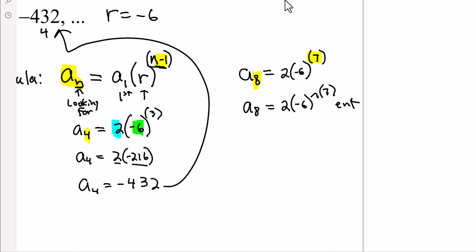So I'll take a moment and do that right now. 2 parentheses -6 parentheses caret 7, enter. Oh man. So I did not draw that very sub-like. So the 8th term in that sequence will be this. -559,872.